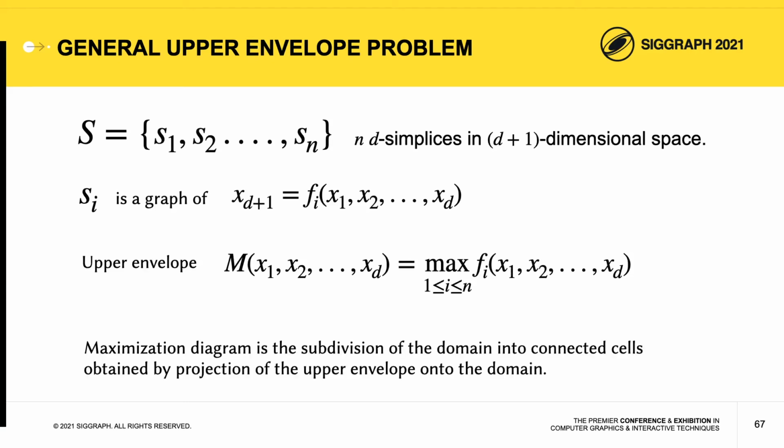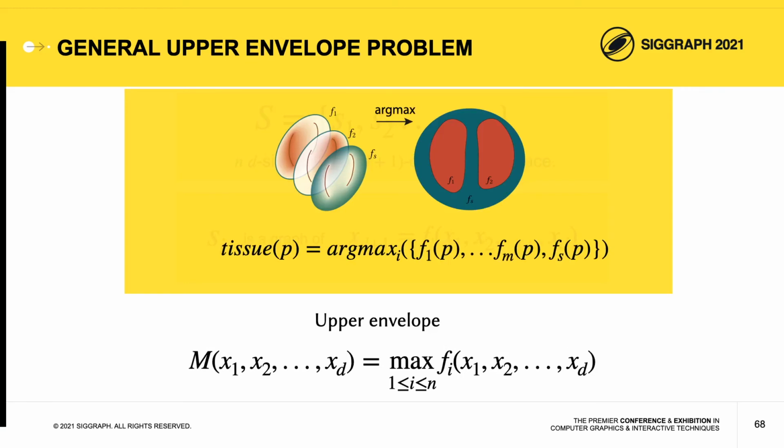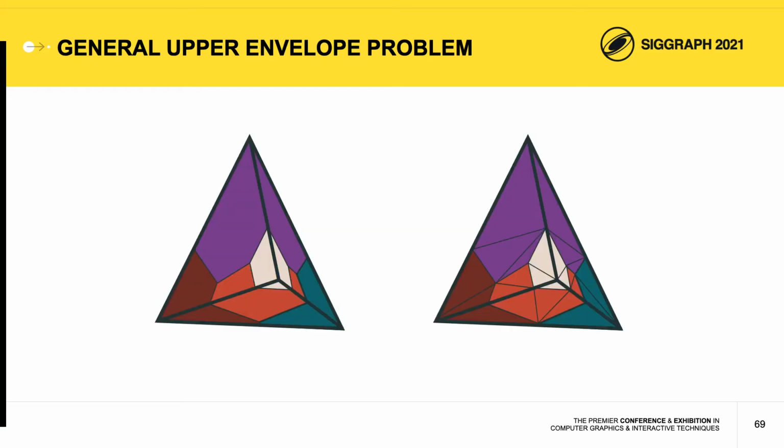The maximization diagram is the subdivision of our domain into connected cells obtained by the projection of the upper envelope onto the domain. And if you remember how we formulated our volumetric segmentation problem, then you will see that it is identical to solving the upper envelope problem. In our case, we are interested in finding maximization diagrams of all tissue functions over the volume constrained by the surface of the skin. This problem can be solved by finding the maximization diagrams of the tissue functions over each tetrahedron separately, in which case, in contrast to the general upper envelope problem, we restrict our domain to a 3-simplex.